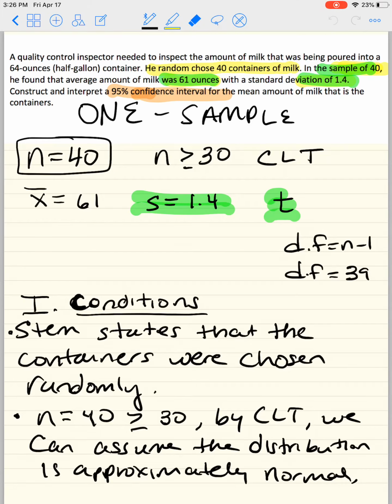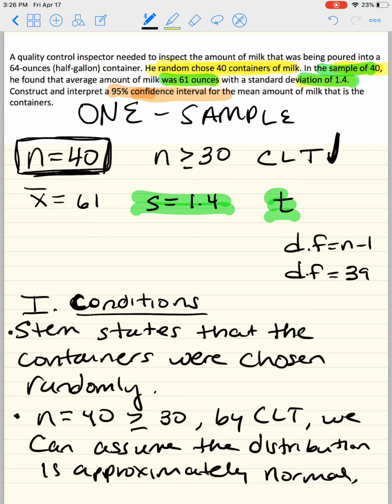Hey guys, a quality control inspector needed to inspect the amount of milk that was being poured into 64-ounce containers. So he randomly chooses 40 containers. And that's actually wonderful because what I wrote here was n equals 40. And when n is greater than or equal to 30, we can use the central limit theorem to show that the distribution is approximately normal. So that's key in this problem.